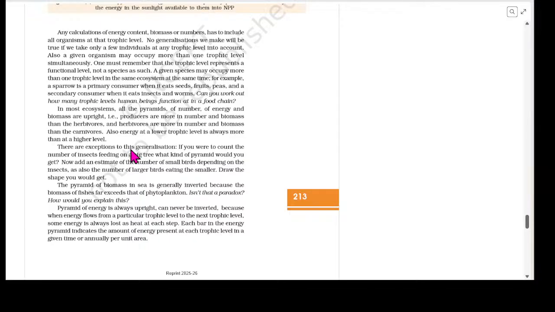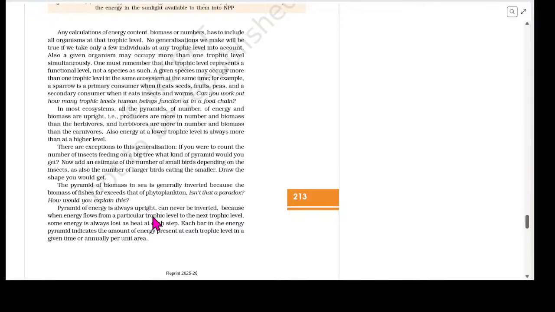If you were to count the number of insects feeding on a big tree, what kind of pyramid would you get? Now add an estimate of the number of small birds depending on the insects, as also the number of larger birds eating the smaller. Draw the shape you would get. The pyramid of biomass in sea is generally inverted because the biomass of fishes far exceeds that of phytoplankton. Isn't that a paradox? How do you explain this?